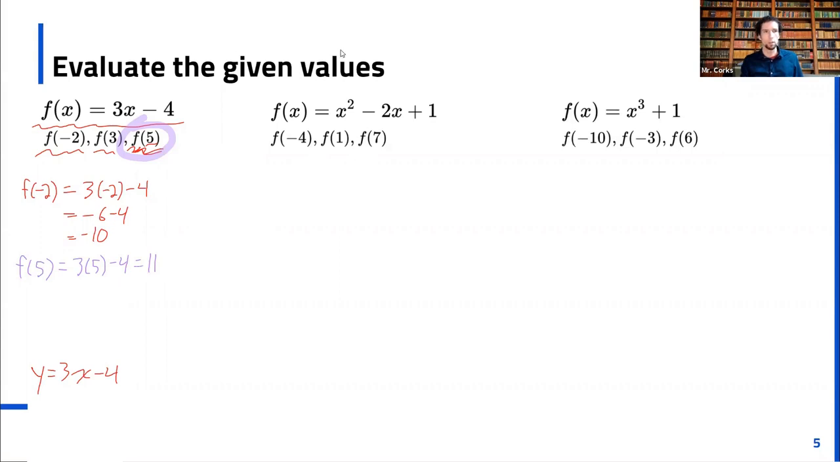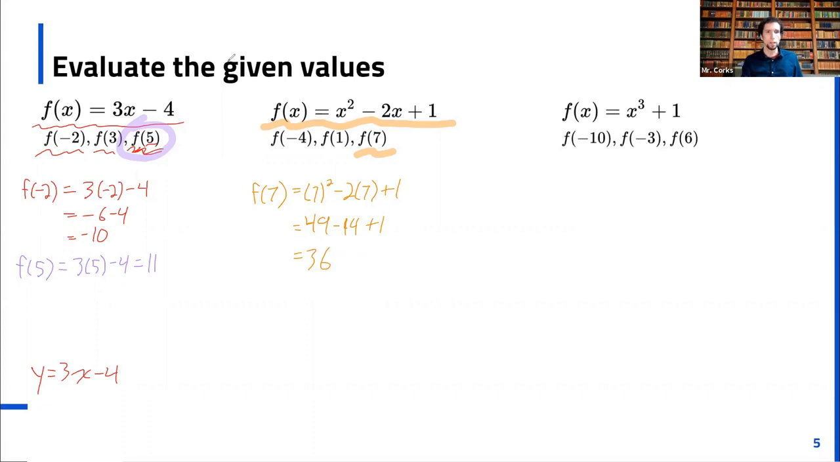Let's try some more. Let's try the one in the middle here. I'm not going to do all of these. Let's try this one for f of 7. What is f of 7 for this function? Okay, seeing that in the chat, got that pretty quick, 36. So just 7 squared minus 2 times 7 plus 1. 49 minus 14 plus 1, 36.